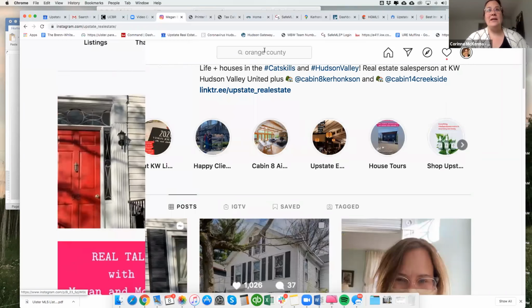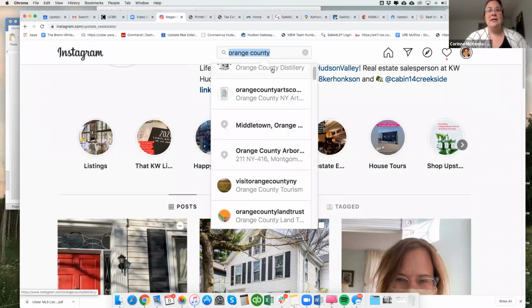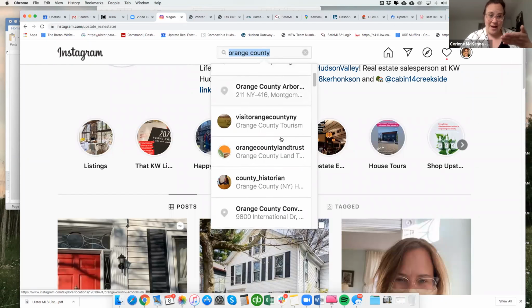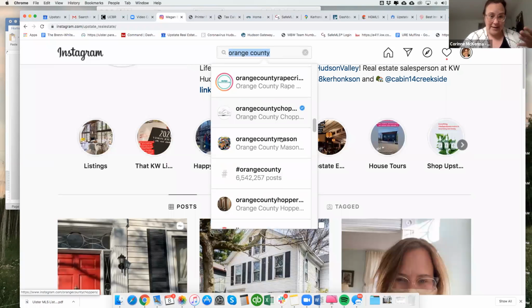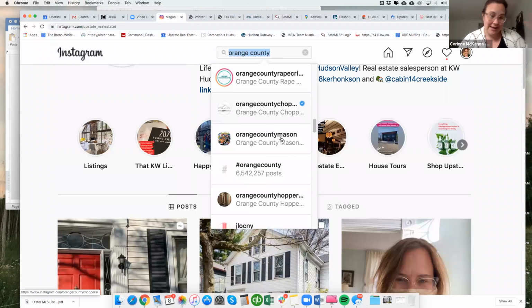Yeah, so if this was pulling all the way from the captions, then I would say you have to worry about using the word Orange County again and again in your captions, but you don't. Like when you're writing on websites, you do. You want to use the terms that you want to be found by again and again and again.